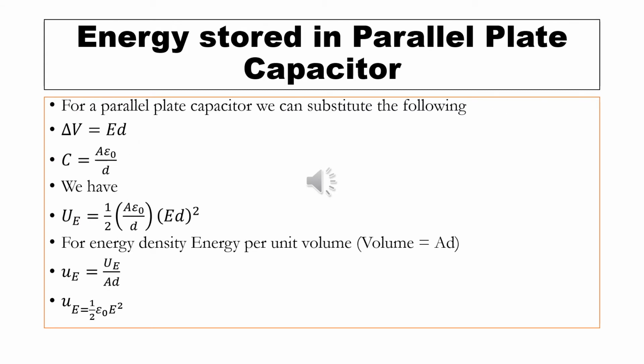Now finally we know that del V is equal to E into d, and the capacitance of a parallel plate capacitor is given as A epsilon naught over d. We put these in the above equation, and we have the potential energy equal to half A epsilon naught over d into E d square. For energy density, which is energy per unit volume, where the volume is equal to A d, we can write u is equal to U divided by A d, and we end up with the following equation: u is equal to half epsilon naught E square.